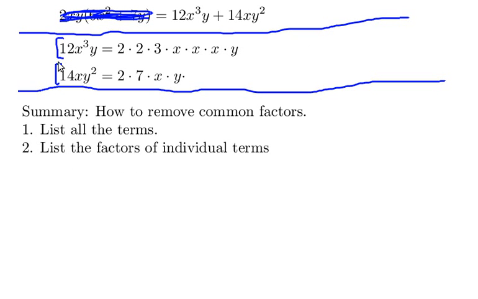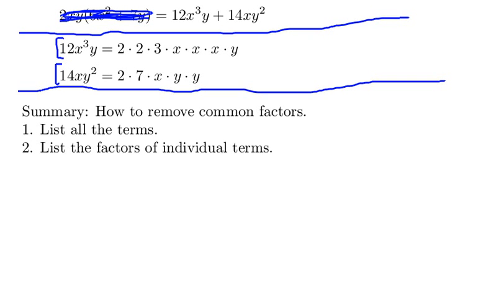So first I listed out the individual terms, then I listed out the factors individually. So here's 2, 2, 3, x, x, x, and y, and 2, 7, x, and y. Oh, there's an extra dot there that I don't need. I left off the y. That's why I accidentally deleted the y. There's a second y there. Okay, so now we have the list of factors of the individual terms.